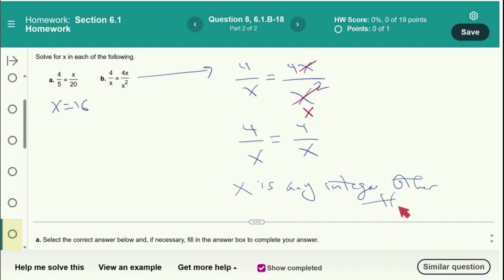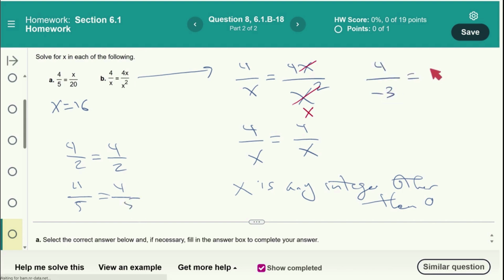other than 0. For example, notice 4 over 2 equals 4 over 2. Do you agree? 4 over 5 equals 4 over 5, etc. So any integer can work. 4 over negative 3 is the same as 4 over negative 3. The only one you need to avoid is 0. As long as x is not 0, this equation, which is known as an identity, is going to be true.